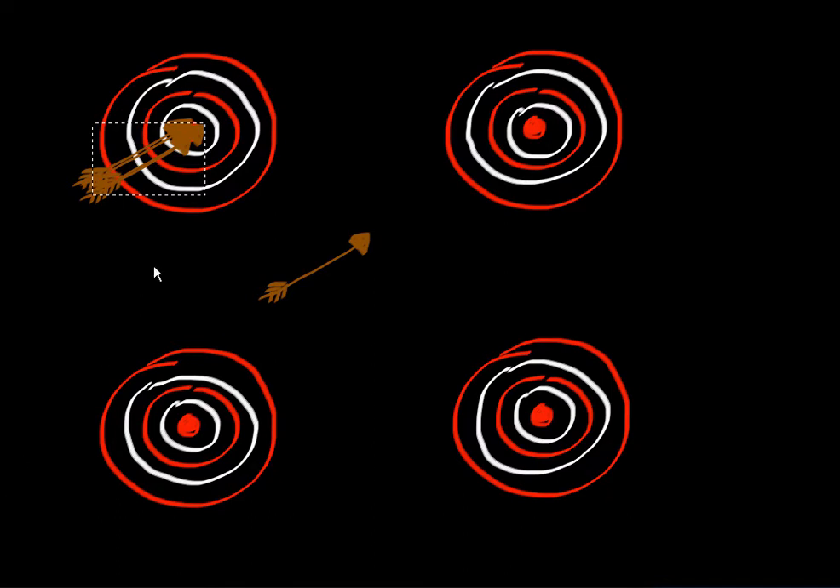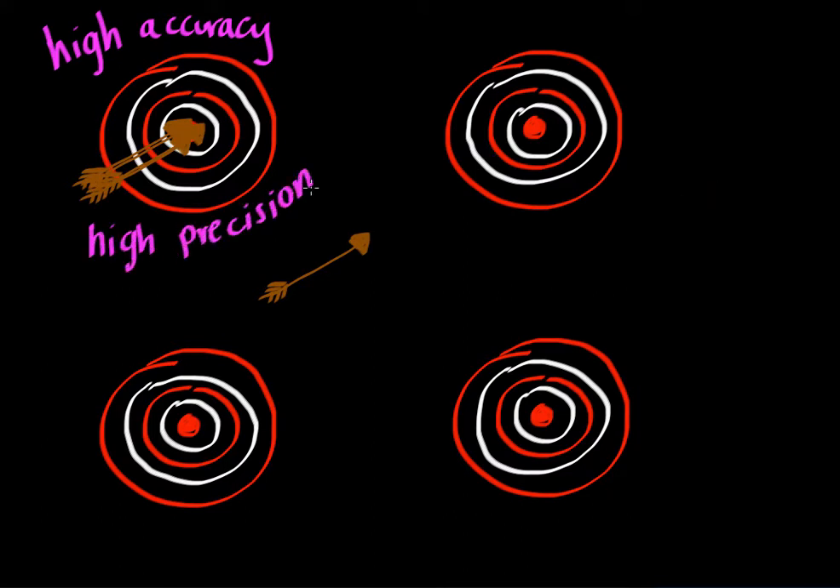So how close are these four arrows to where they ended up? How close are they to the accepted value, or the target value, which is the middle? Well, they're very close. So this is considered high accuracy. They're also very close to each other, which is the definition of precision. So they have very high precision.